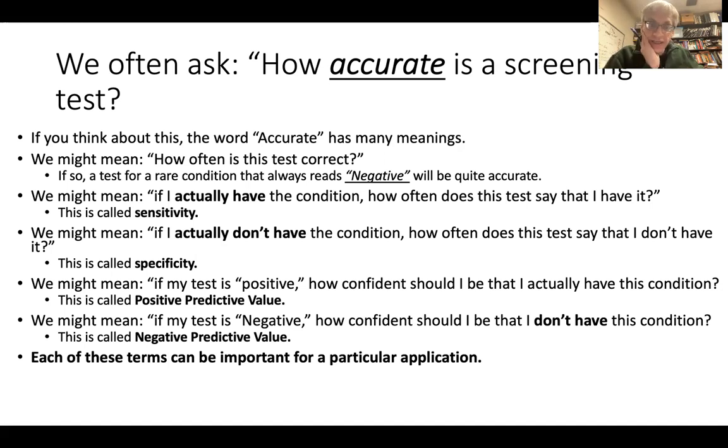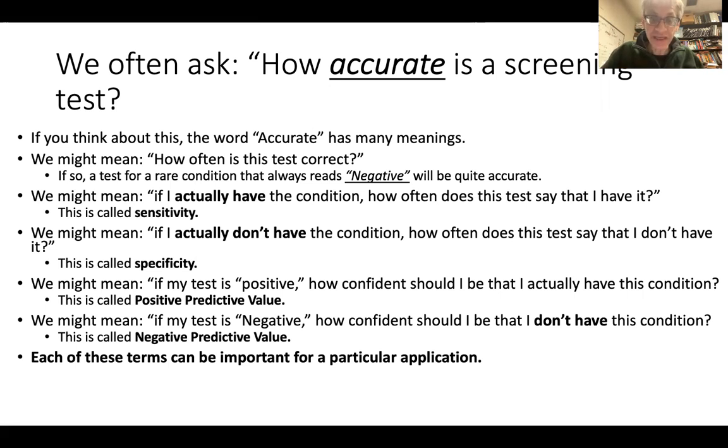Now, what we might mean is, if I actually had the condition, how often does this test say that I have it? That's called sensitivity. So I actually have COVID. I take the test. Will the test say you have COVID? That's sensitivity. The opposite is to say, if I really don't have the condition, how often will the test say that I don't have it? That's called specificity. So sensitivity is whether it can detect the condition when I've got it, and specificity is whether it can rule out the condition when I don't have it. Those are two things that matter a lot. And they sort of take as ground truth that I know what I've got in my body. What does the test say?